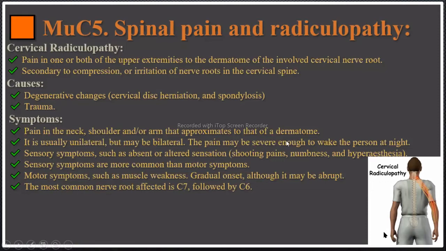The pain may be severe enough to wake the person at night. Sensory symptoms such as absent or altered sensation, shooting pain, numbness, hyperesthesia. Motor symptoms: the patient has weakness, gradual onset. The most common nerve root affected is C7 followed by C6. Remember that. So in spinal pain radiculopathy, the most common is C7 followed by C6.